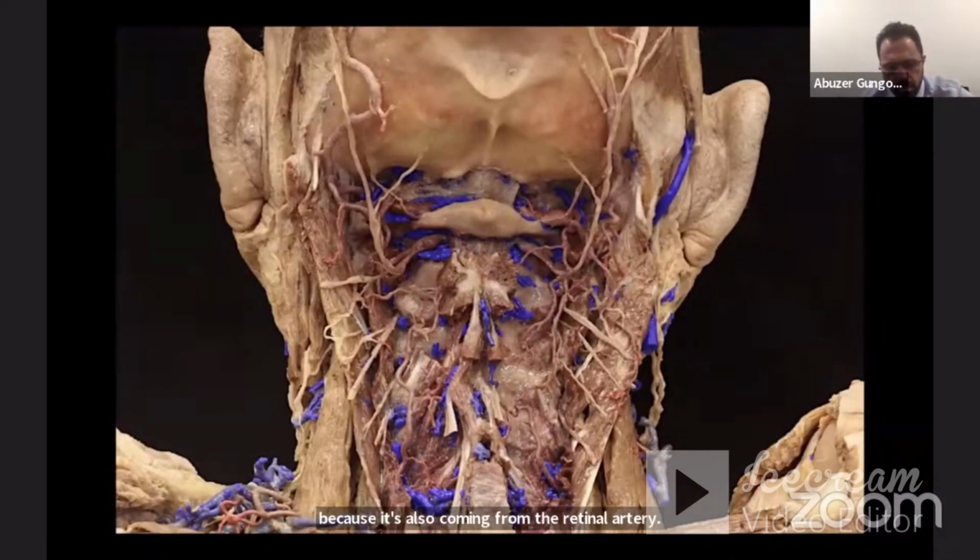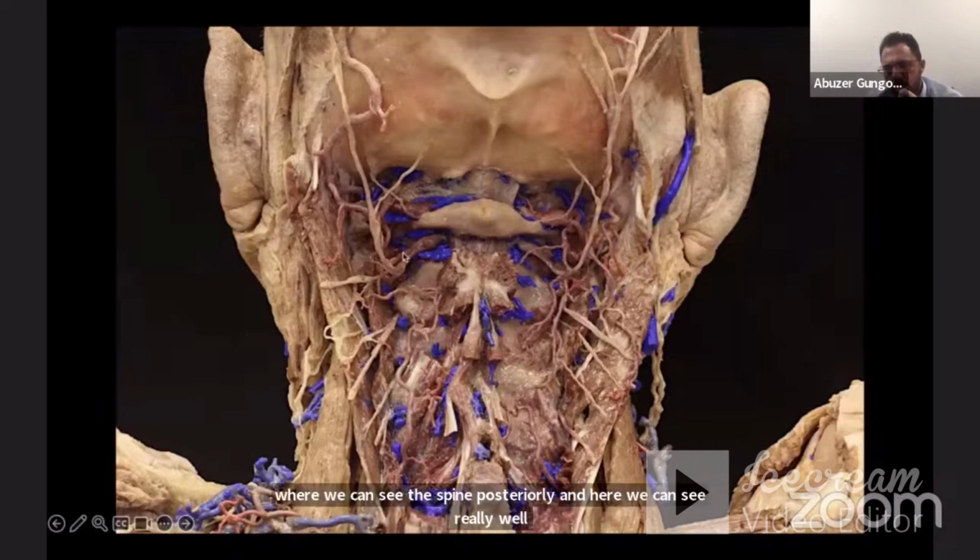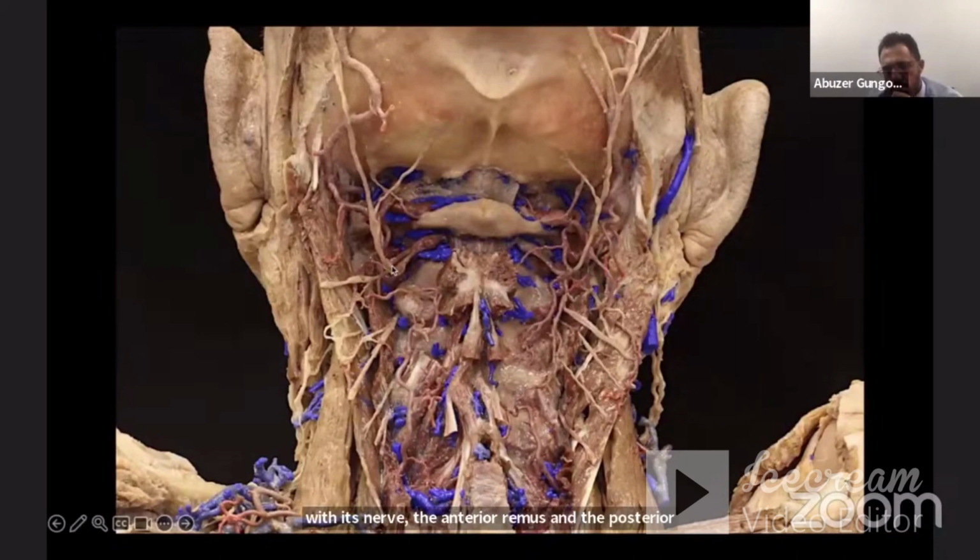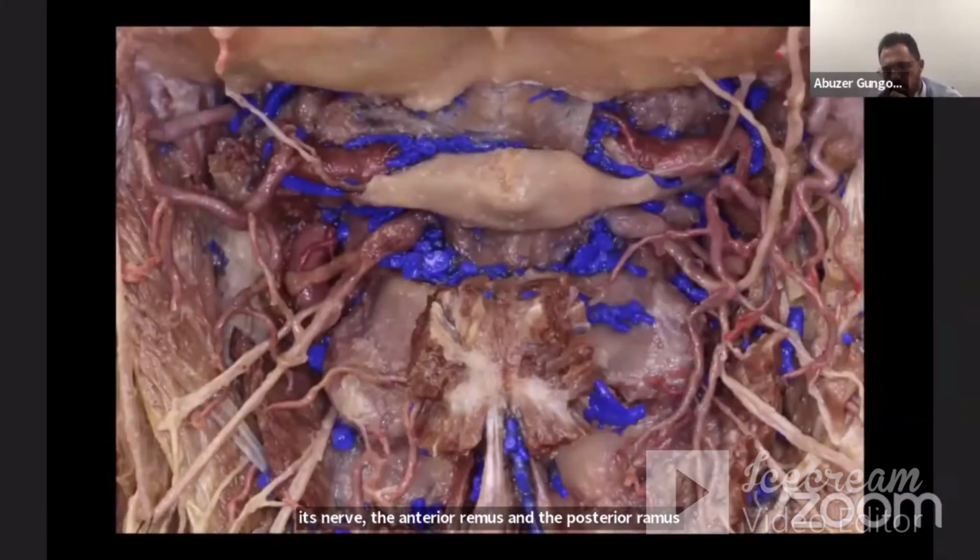Here's a dissection down almost to the bone with only some insertions of the muscle left, where we can see the spine posteriorly. And here we can see really well C2, that area of C2 with its nerve, the anterior ramus and the posterior ramus that gives the greater occipital nerve. This is a close-up view of the anterior ramus that goes around the vertebral artery in the segment just lateral to the C1-C2 junction, and then this is posteriorly forming the greater occipital.